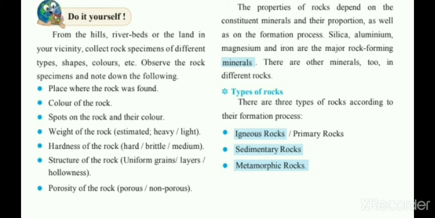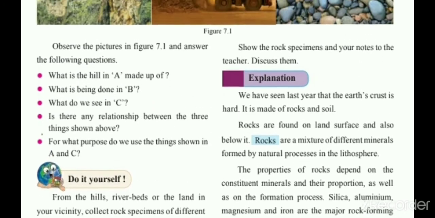This will also help you to create curiosity about the geography subject. Okay, let us learn further.